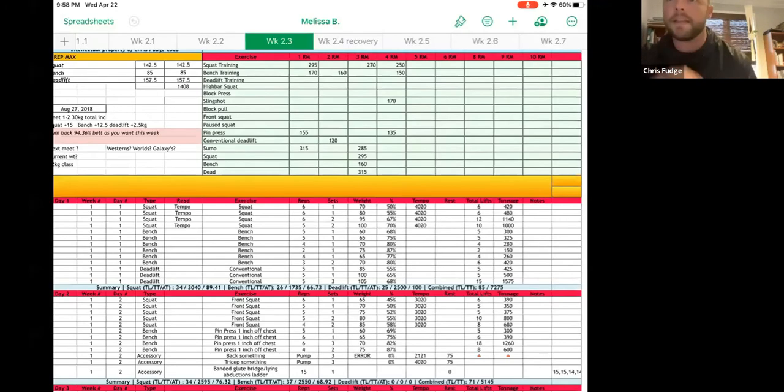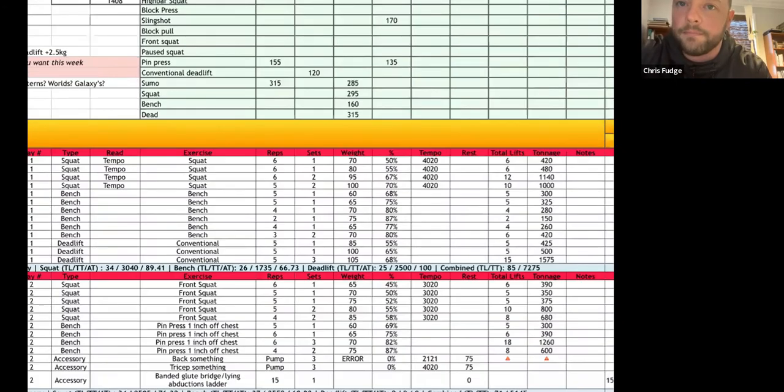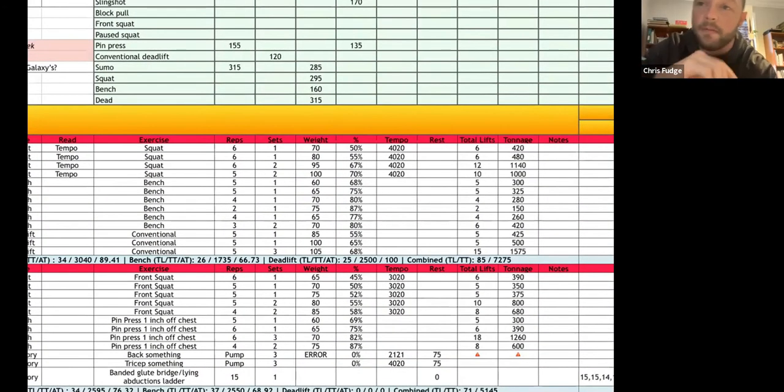So if everyone can see this right now, I have an example of a client's program. And then there's a few key things I want you to look at here. So I'm just gonna zoom in. So you gotta remember my background specifically, or one thing that I do a lot of is I train strength athletes, powerlifters. So it's very important to actually be tracking these metrics.